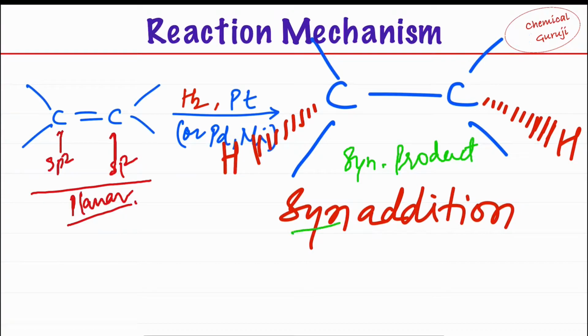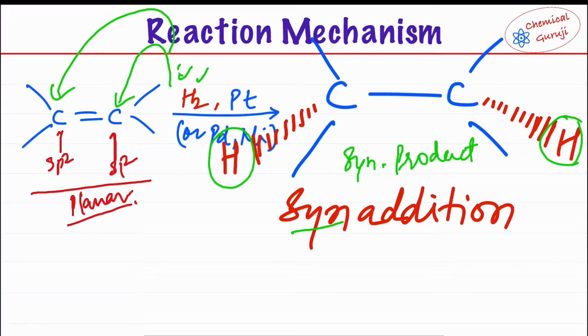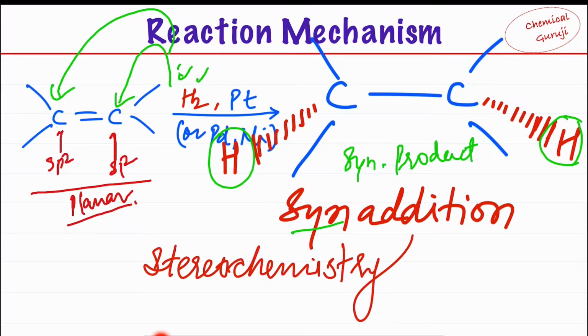What do you mean by syn? Syn is very simple. Both these hydrogens are added from the same side. Like here we can see this hydrogen and this hydrogen are both below the plane. So here the stereochemistry of this reaction plays a very important role. So how is the stereochemistry important, and why are these getting attached from the same side and giving the same product?